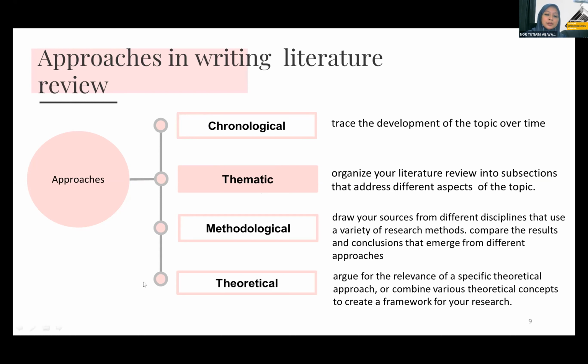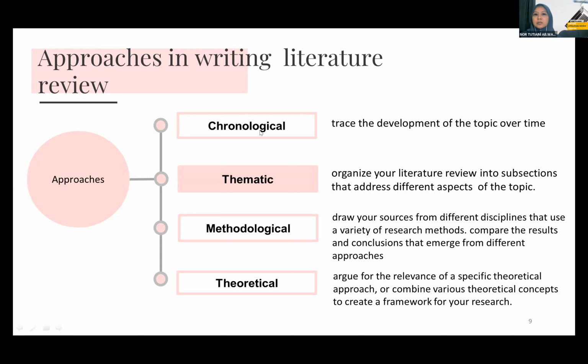Okay, tak apa. Okay, so we have 4 major approaches in writing literature review. First of all, chronological. Ingat, you boleh integrate the types and the approaches. For example, you want to use narrative types of literature review and you want to use chronological approaches. You can integrate the approaches and the types of literature review.